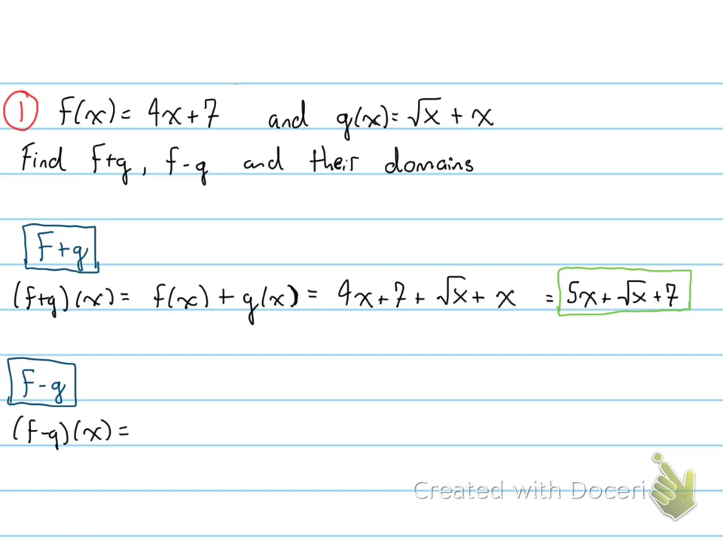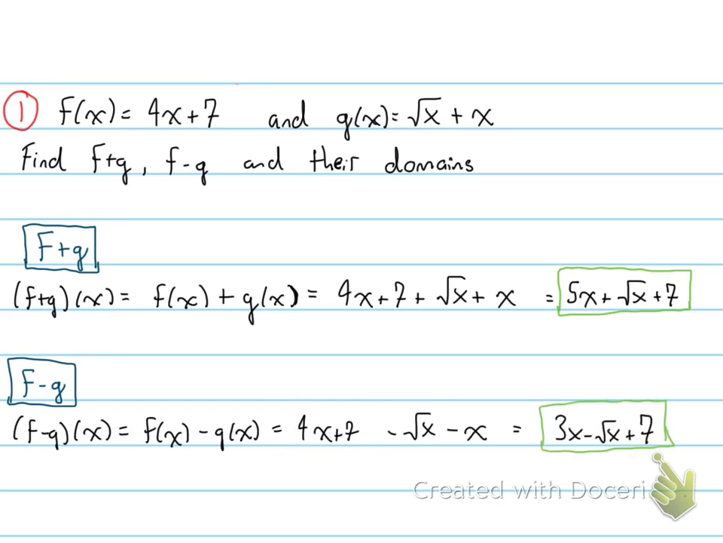If I wanted to subtract these, it would go the same way. Except now that I'm dealing with subtraction, I'm going to put these in parentheses just to deal with that subtraction sign, to make sure I carry it to both terms. When I combine like terms here, I'm going to get 3x minus the square root of x plus 7. So those are what my functions would be.